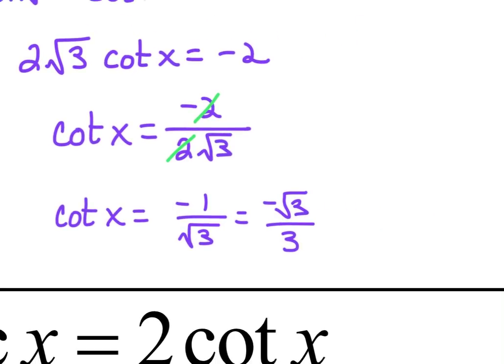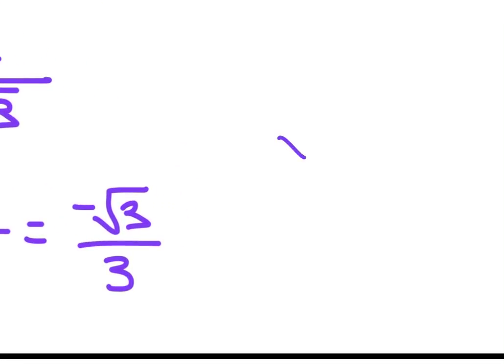And cotangent in the first quadrant, cotangent of 60 would be radical 3 over 3. And so cotangent is negative in the second and fourth quadrants. And so x is going to equal 120 degrees and 300 degrees.